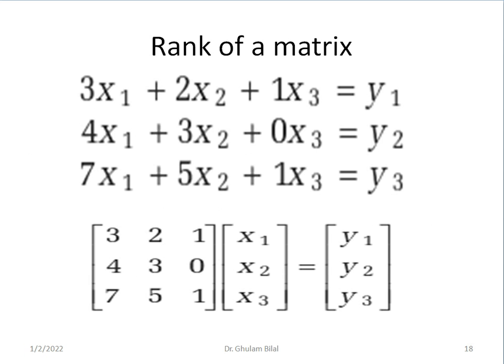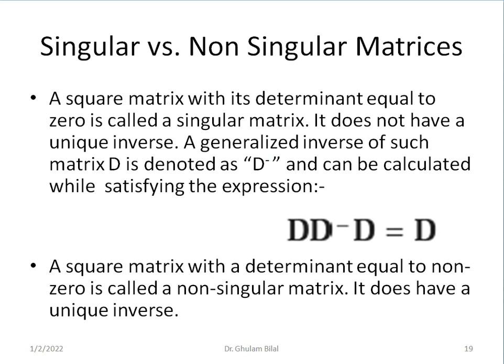For example, we have three linear equations. We have transformed them in the form of matrices: a matrix of coefficients, and then x1, x2, x3, and y1, y2, y3. You see that the third row is the addition of rows 1 and 2. 3 plus 4 is 7, 2 plus 3 is 5, 1 plus 0 is 1. So this is not a full rank matrix. Its rank would be 2, because the third row is dependent on rows 1 and 2.